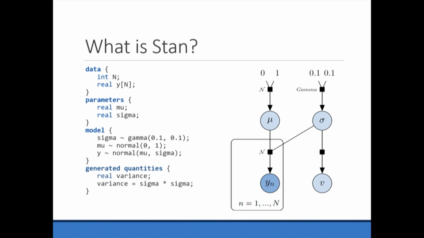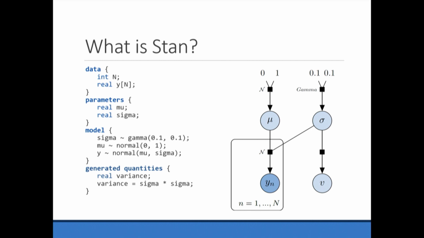So in this particular case, this is a very simple example where we have some data y, and we say that the parameters are mu and sigma, and then here we specify the priors on mu and sigma and the likelihood of the data by saying that it's a Gaussian with mean mu and standard deviation sigma. Then we can also derive the variance as the square of sigma.